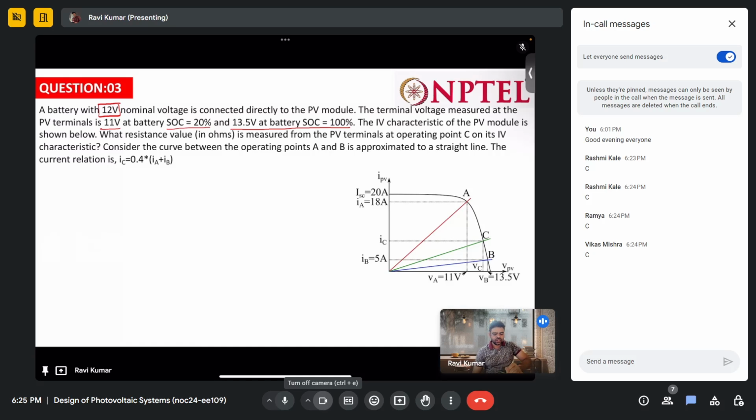It is asking what is the resistance value measured from the PV terminals at the operating point C on its IV characteristics. Consider the curve between the operating points A and B to be approximately a straight line. The current relation is given here and these are the options. Try to solve it and let me know the answer. The question is that at point C, what is RT, the terminal resistance of this PV system?